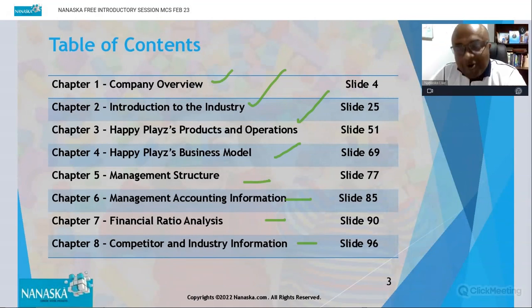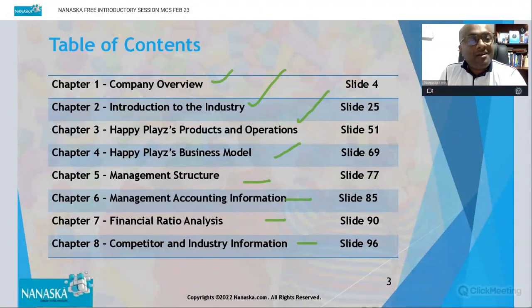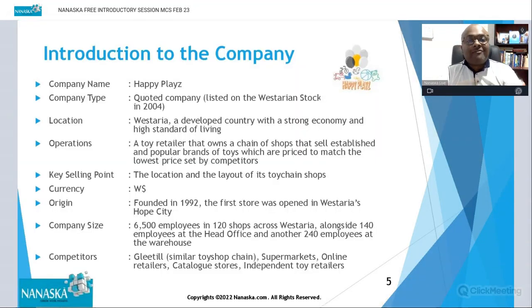Can you spend a little bit more time on the KYP? Look at what is available in the KYP. Can you see? Chapter 1, 2, 3, 4, 5, 6, 7, 8. Chapter 1, company overview. Chapter 2, introduction to industry. So look at what is in chapter 1. This is the first page of chapter number 1.